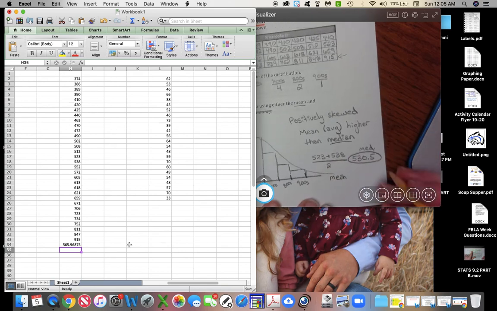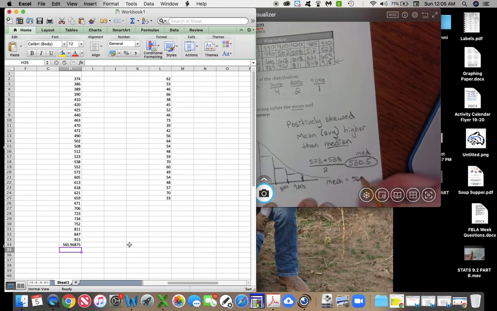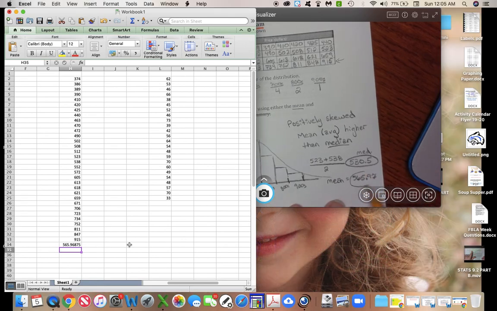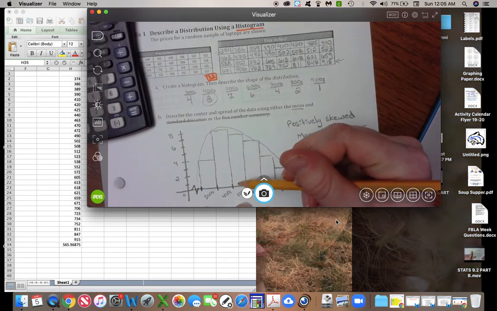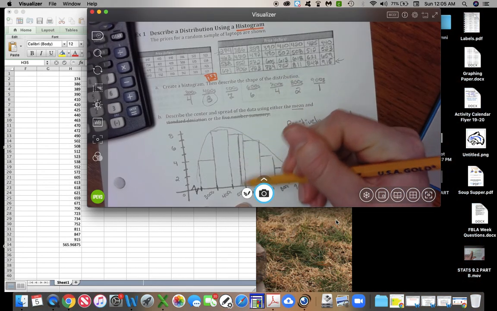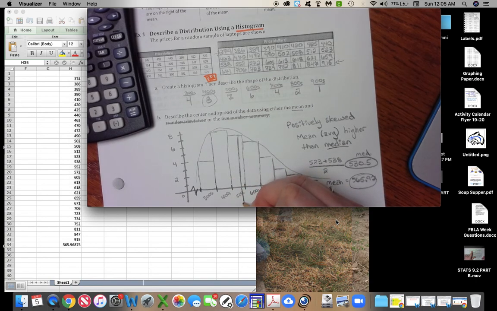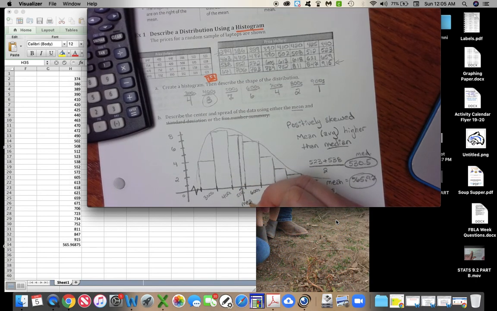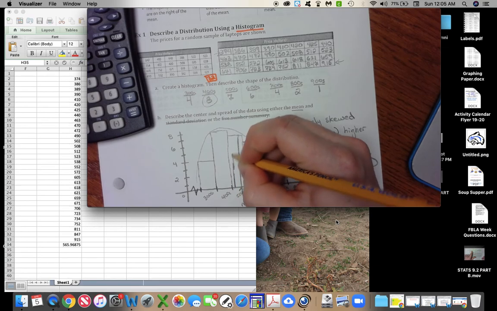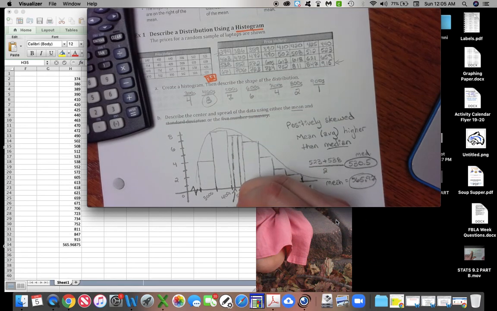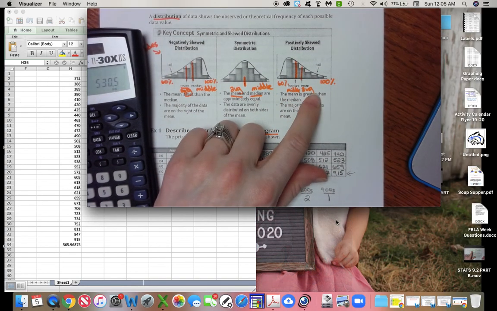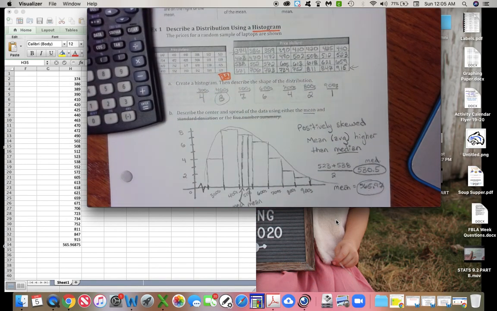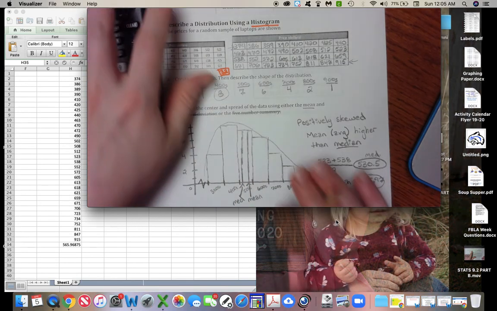So the mean number, I'm going to write that down over here. Mean number is 565.97, something like that. So that validates the fact that the mean will be up here. This is going to be your mean, and the median will be a little bit lower than that. That's what will happen with positively skewed: your average will be a little bit higher than your median. All right, let's go to the back side.